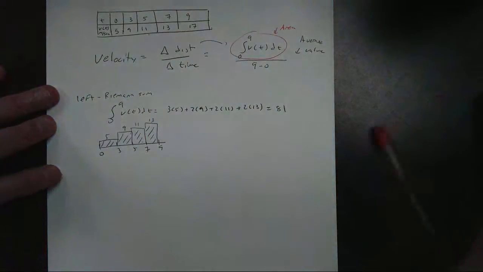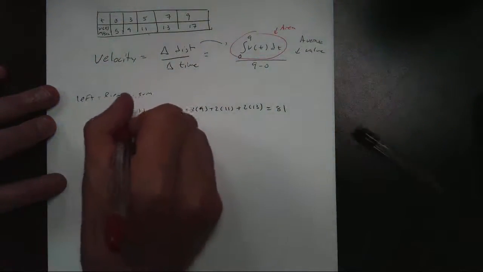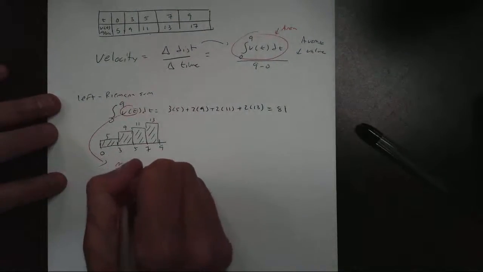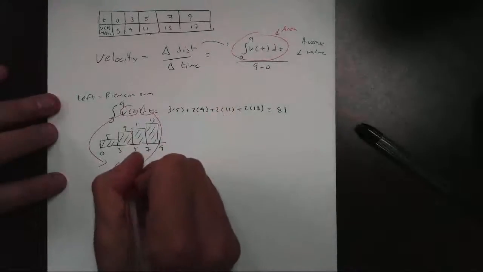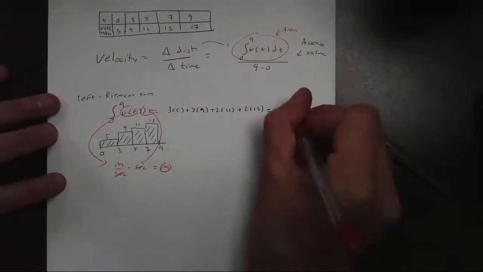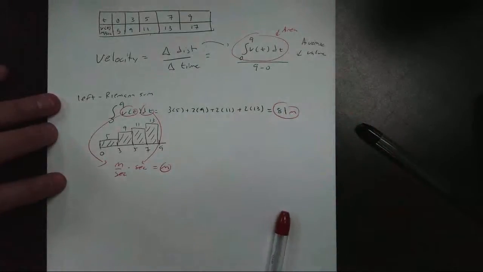Now, we haven't talked about units yet, so let's take a look here. V of t, in terms of units, this was meters per second. The dt is in seconds, so those cancel. And look, we do get meters. So we traveled 81 meters in those 9 seconds.